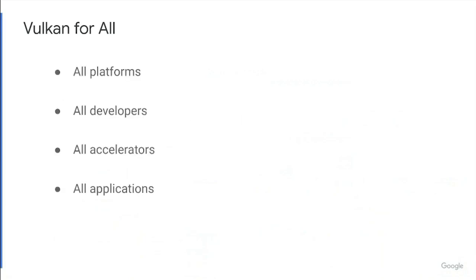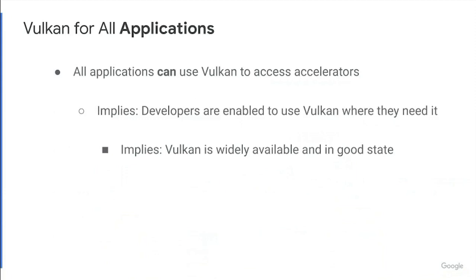So first, let's define Vulkan for all and what I mean by this. It could be all platforms, all developers, all accelerators, or all applications. And it's really this that I mean, all applications. In the sense that all applications can use Vulkan to access the accelerators that they need, which implies that developers are enabled to use Vulkan where they need to use it. And that implies that Vulkan is widely available and in a good state where it's available.